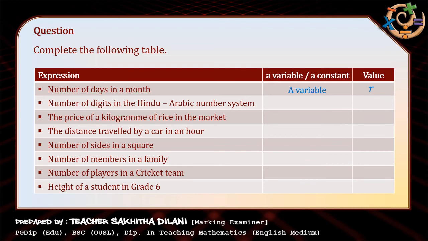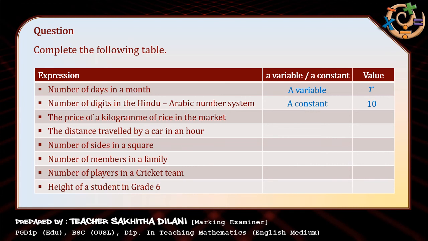The second one, number of digits in the Hindu-Arabic number system. We know that it's a constant value. There are 10 digits in the Hindu-Arabic number system, so its value is 10. It is not a variable.